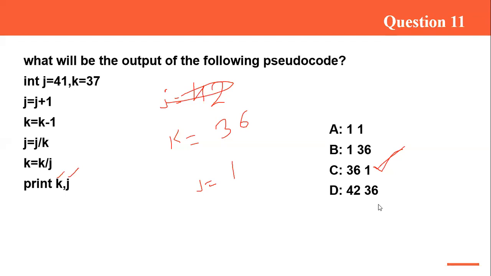Someone said B and then C. So don't be in a hurry. Just check the answer carefully. 36 1 is the answer.